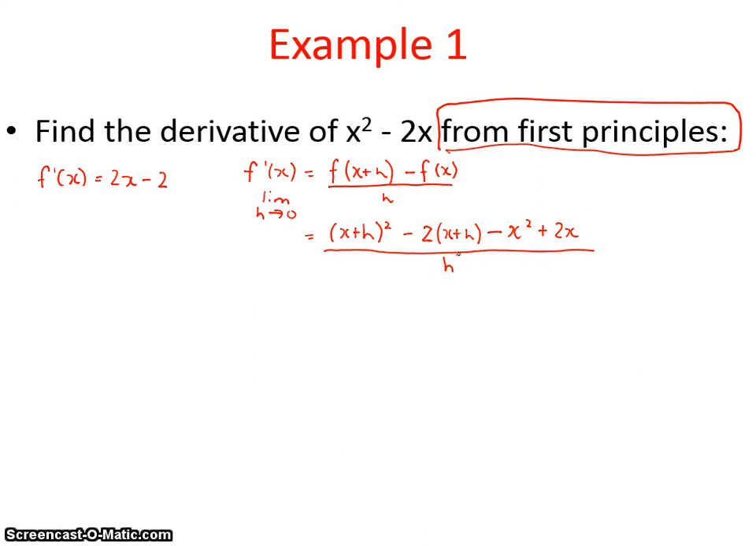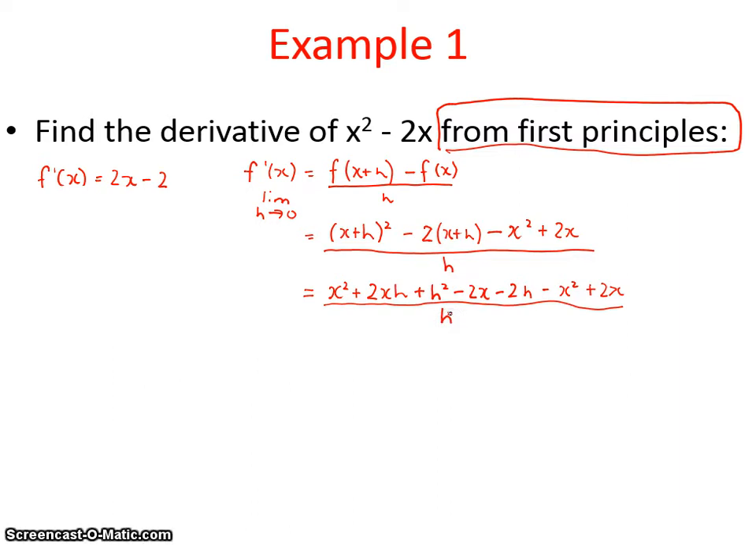Now you'll find when you look at the numerator, I have to expand some brackets. So this bracket here will become x squared plus 2xh plus h squared. The second bracket will become minus 2x and minus 2h. And then I've got minus x squared again, plus 2x. And the whole thing is over h.